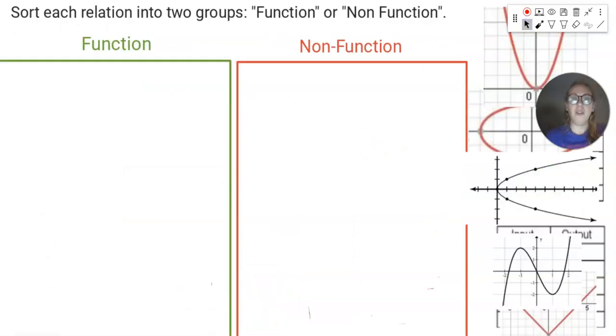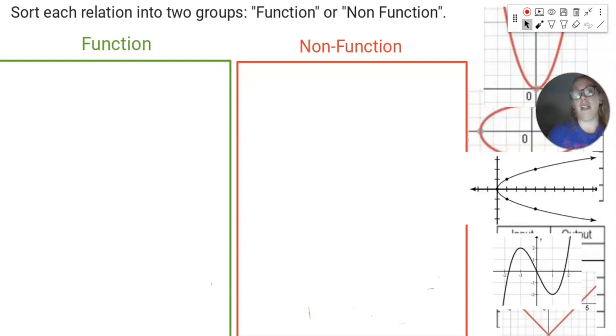On the next one, you're sorting these into 2 groups, either function or not a function. And this I want you to try on your own as well. You're going to click and drag these, okay? There are 5 graphs and 2 tables. So there's 7 things that you're sorting all together. And think of that vertical line test or any repeated x values. That's what you want to be putting in for not a function.